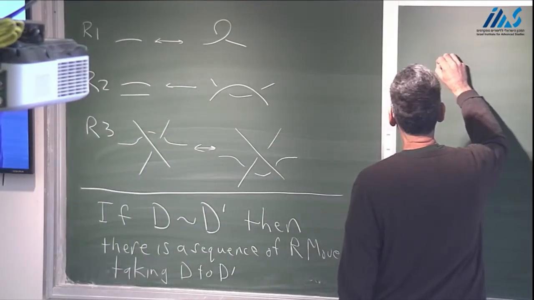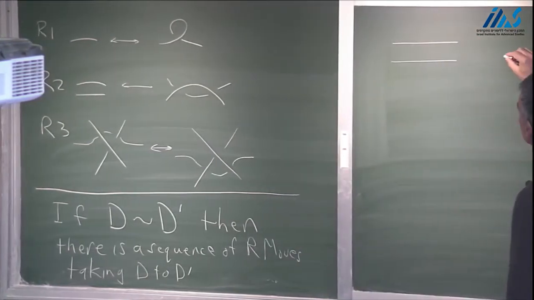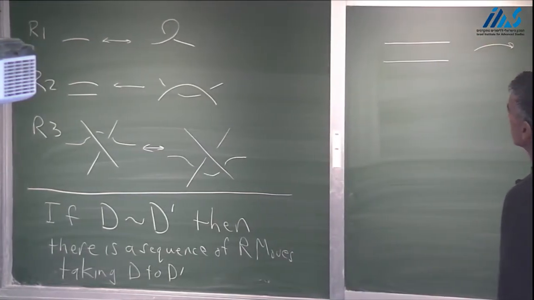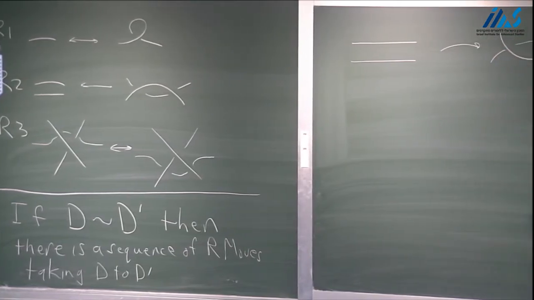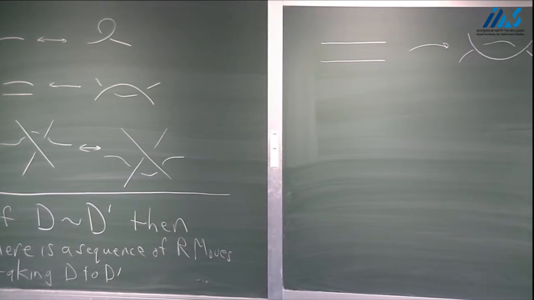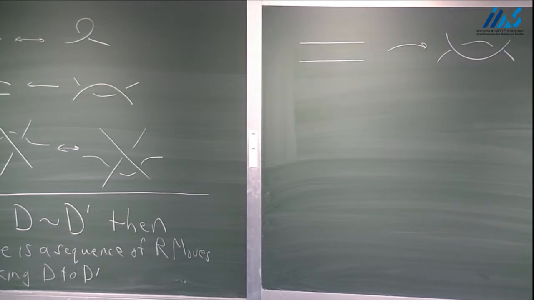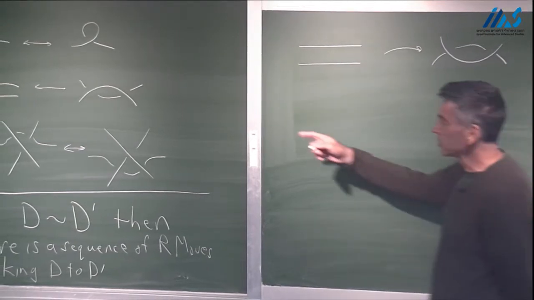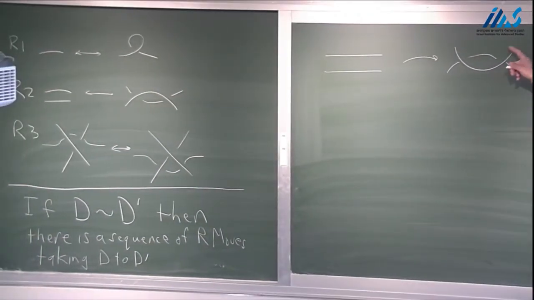Supposing I want to go from a picture that has two parallel strands like this to one that looks like this. Okay, how do we get there by Reidemeister moves? So this is not R2, or it's not quite R2, right? In R2, I took the bottom one and pushed it over the top one. Here we're taking the top one and pushing it over the bottom one.